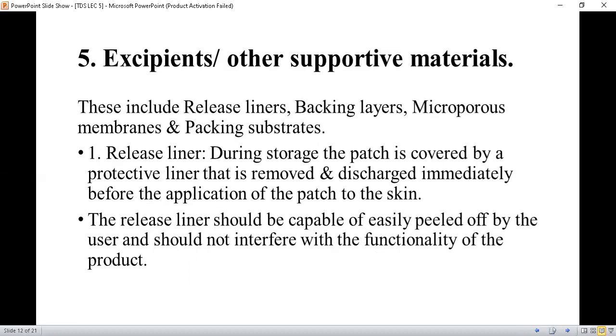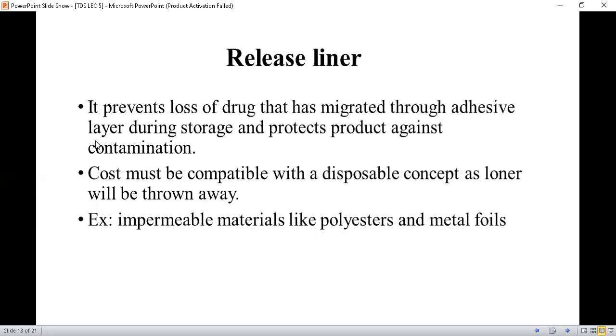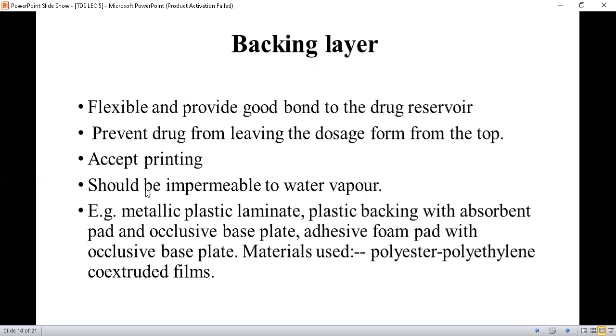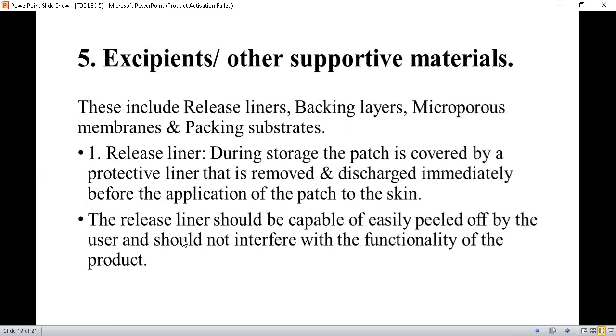Excipients, other supportive materials. These include release liner, as we have discussed release liner in detail in the previous lecture. Backing layers we have also discussed, microporous membrane, and packing substrate, means packing materials which are used for the packaging of transdermal drug delivery system. The first thing is release liner. As we have discussed in previous lecture, the patient will have to remove the release liner. After that, he or she would be able to apply the dosage form on the skin.